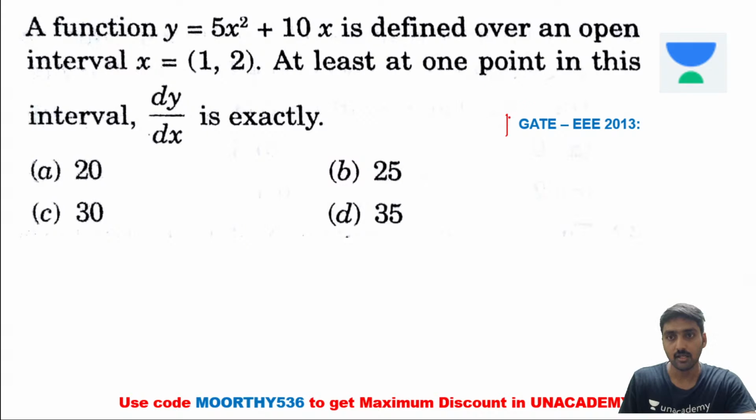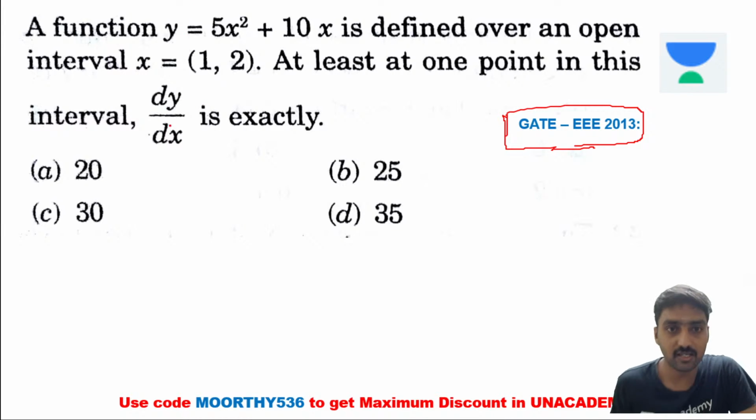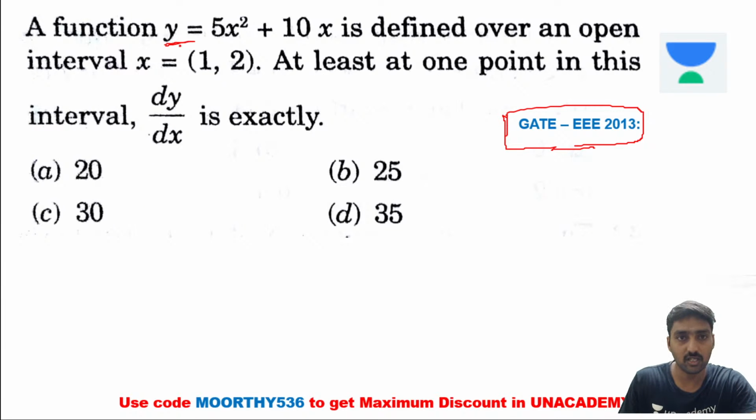Now it's a GATE electrical engineering 2013 question. Function y is equal to 5x square plus 10x is defined over an open interval x is equal to 1, 2. At least at one point in this interval. So while taking this value, what will be the dy divided by dx? This is the function y. y dash of x is equal to dy divided by dx.